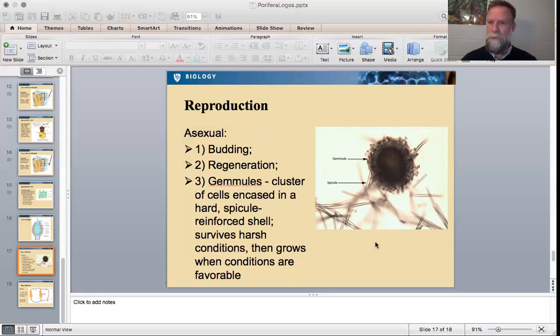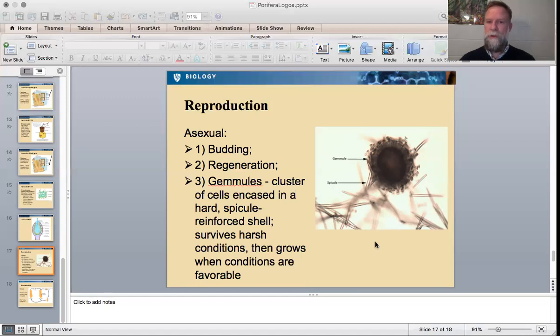Regeneration is very impressive in these creatures. You can actually take a small chunk of sponge into the lab and really just damage it significantly, and then wait, and one tiny little fragment is left. That whole entire sponge can regenerate from that one fragment. So sponges are well known as maybe the most impressive regenerators.